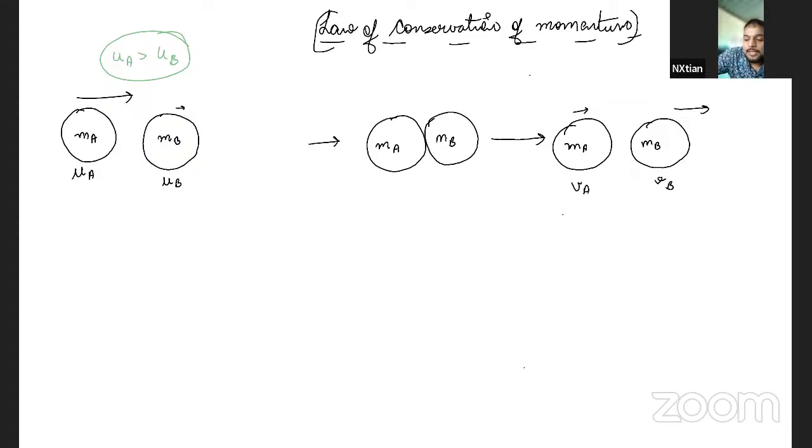Okay, and in this case, after collision, which velocity will be more? B velocity will be more. Why? Because now it hit. So when it hit, then it will move fast because the velocity changes. So in this case, VB is more than VA.